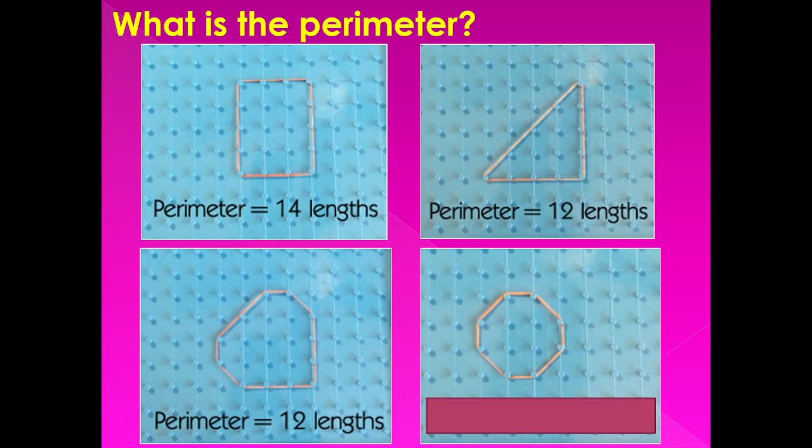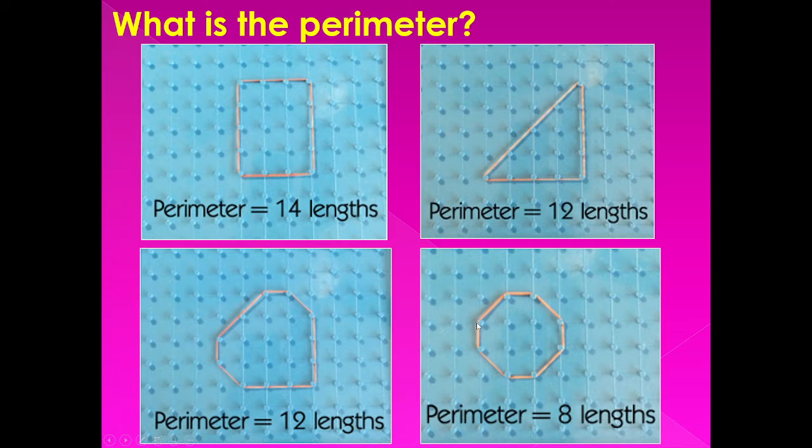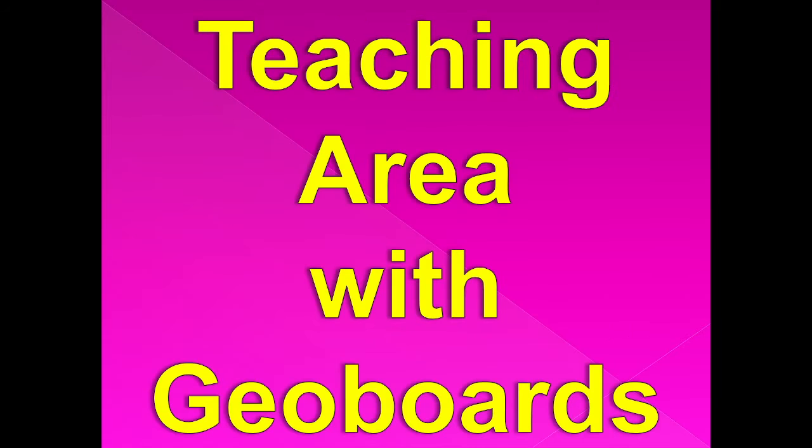12. Is it 12? 8. 8. Okay, counted as 1. So 1, 2, 3, 4, 5, 6, 7. It's 8 length or 8 units. Okay? Next, how do we teach area with JO boards?